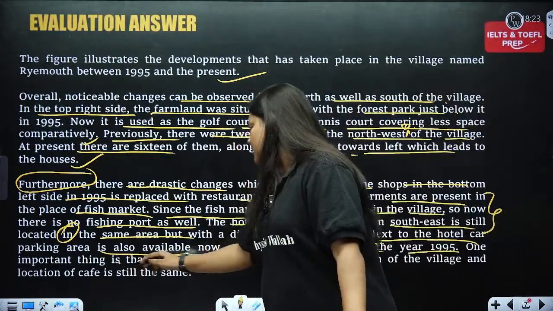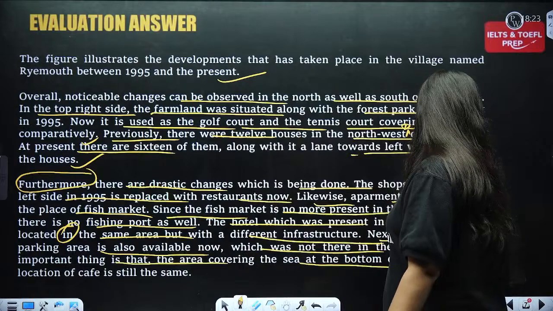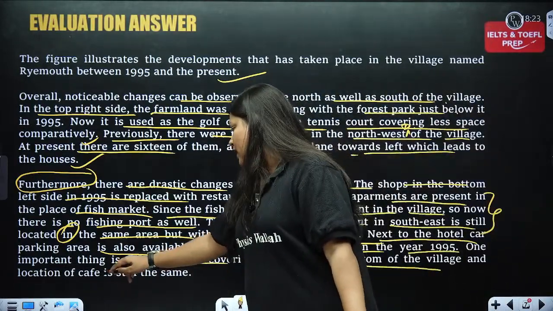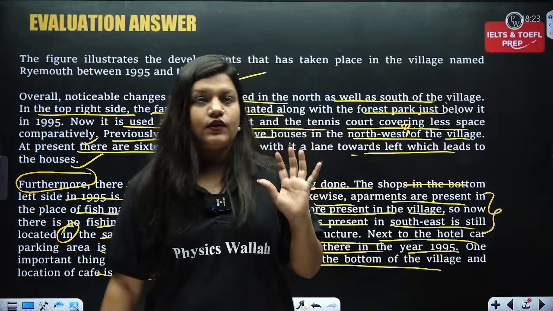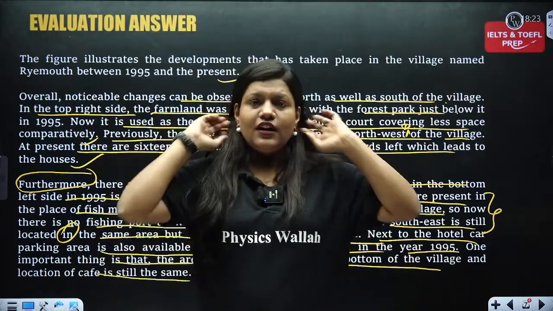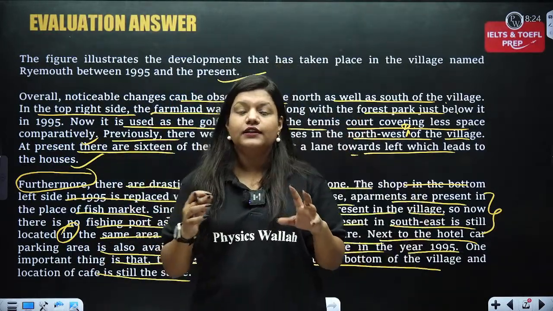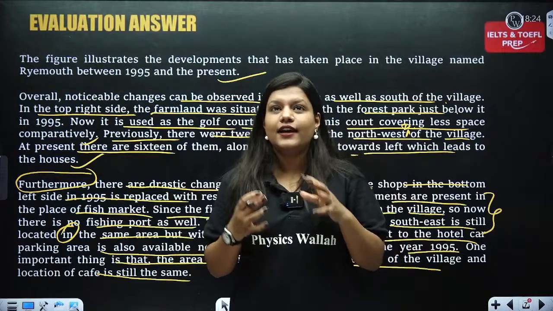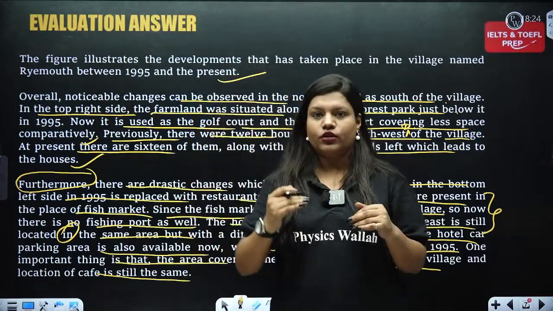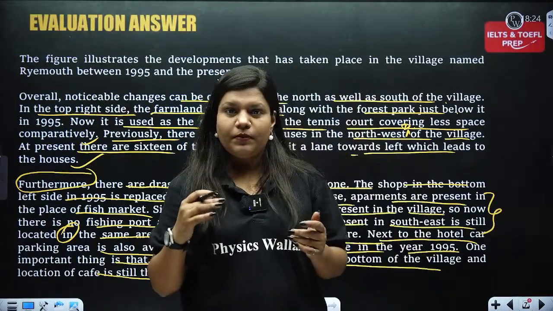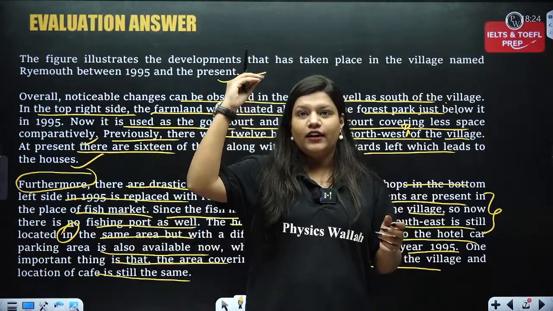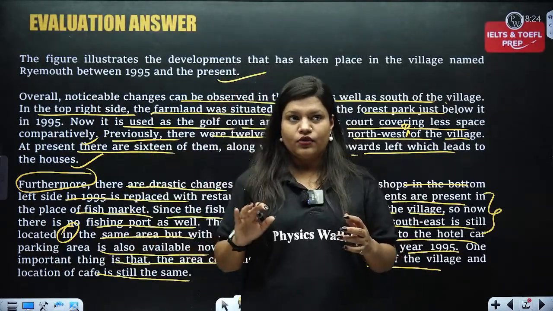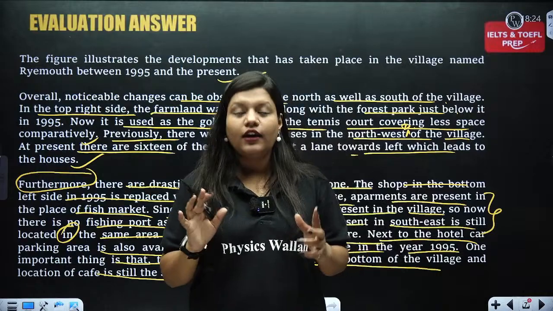One important thing is that the area covering the sea at the bottom of the village and the location of the cafe is still the same. This is the entire answer. Now, I want to say one thing: no doubt the candidate has started from the top to the bottom. That was a clear picture that I can see, that the candidate has started from the very top of the map to the bottom of the map, right? That is a good thing.